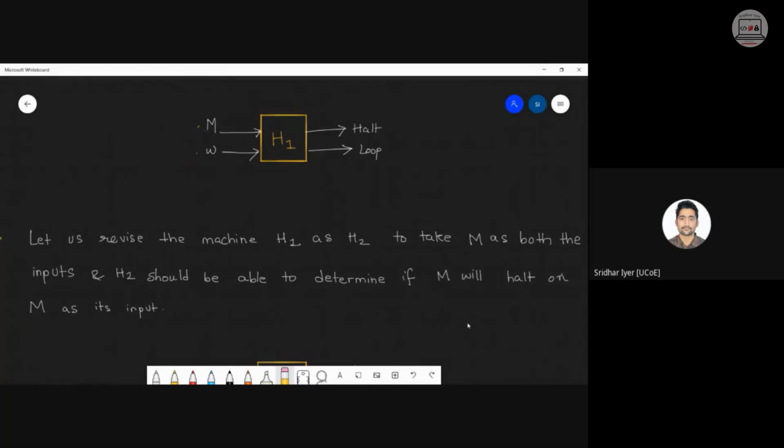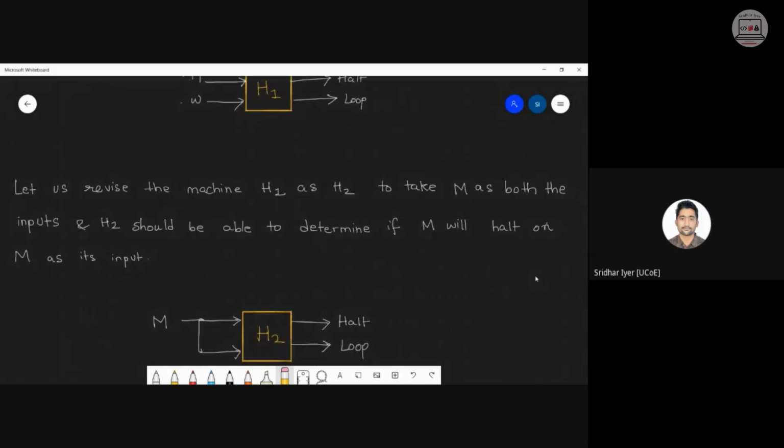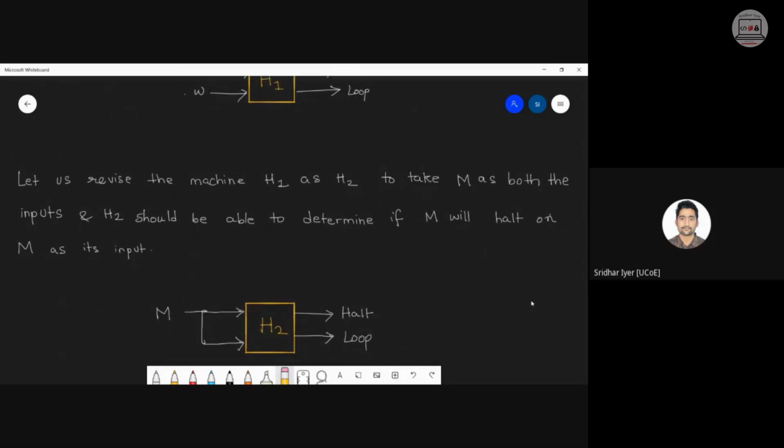And now we will take both the inputs of H2 as M. Just have a look. This is where the confusion creeps in. What we are doing now is providing both the inputs to H2 as M only. This is why these languages are called recursive in nature or recursively enumerable in nature.